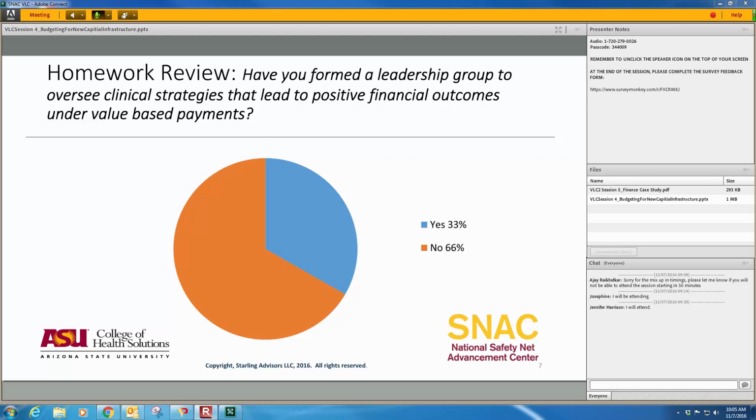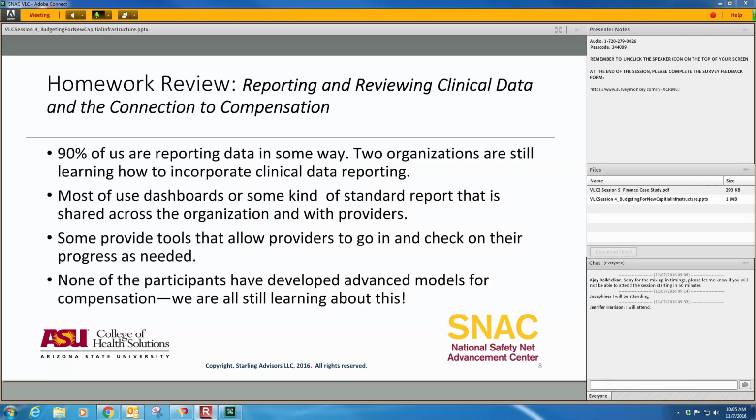So this is an area where we'd ask the group to think about starting to put together that team. It looks like about a third of you, or exactly a third of you, have formed that group. And again, in our experience, the most successful organizations are the ones that really have a formal approach to how they do that work together. And we'll talk a little bit about that today.